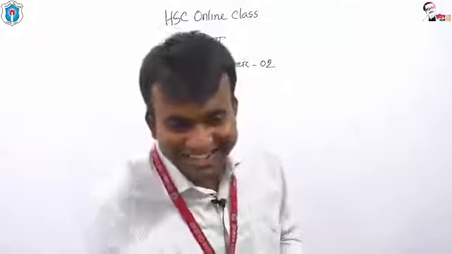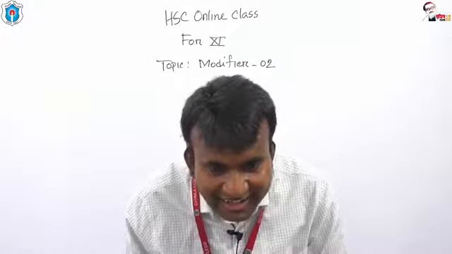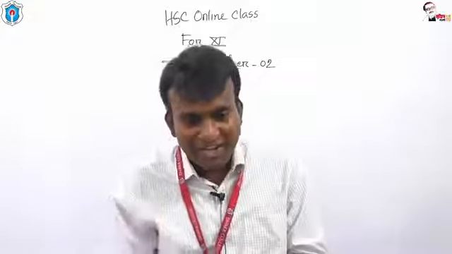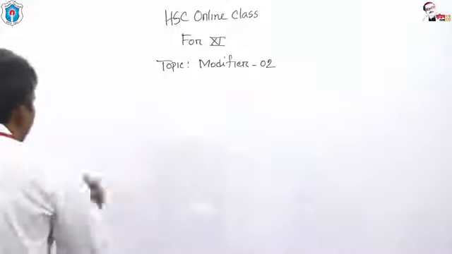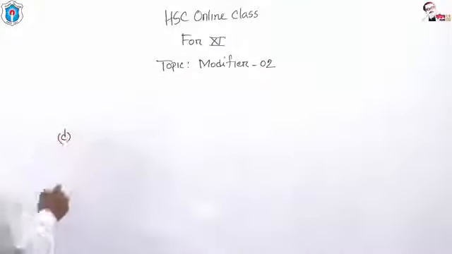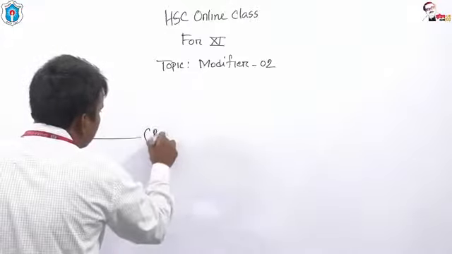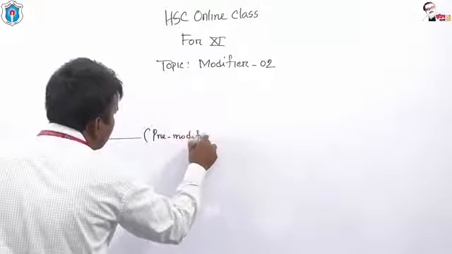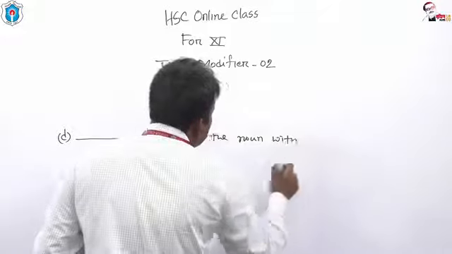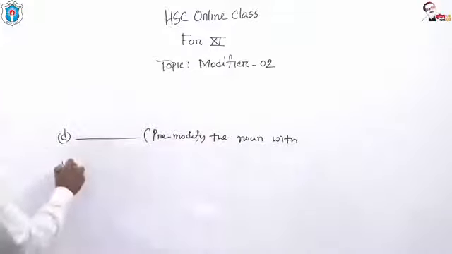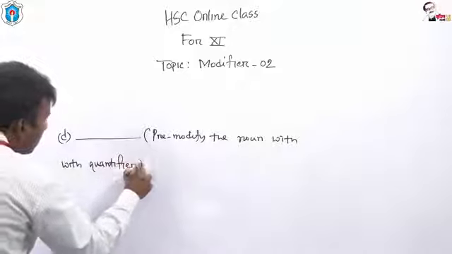Okay, my dear students, what is the meaning of agro-based? Agro-based means krishi pradhan. Agro-based means agricultural. My next question to you. This is question number D, suppose. Pre-modify the noun with quantifier.